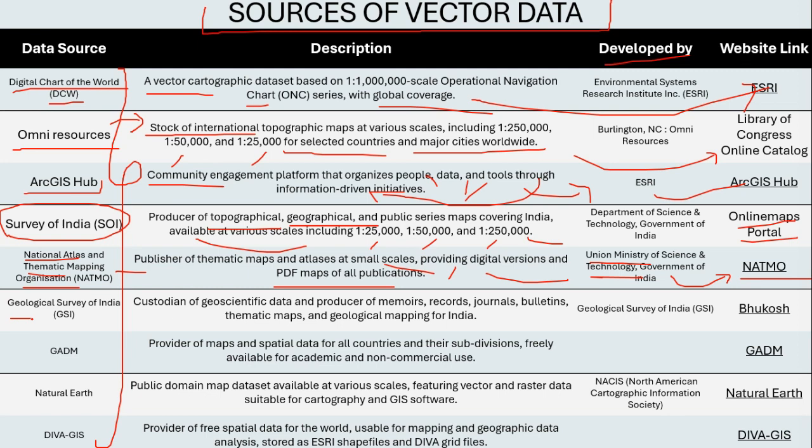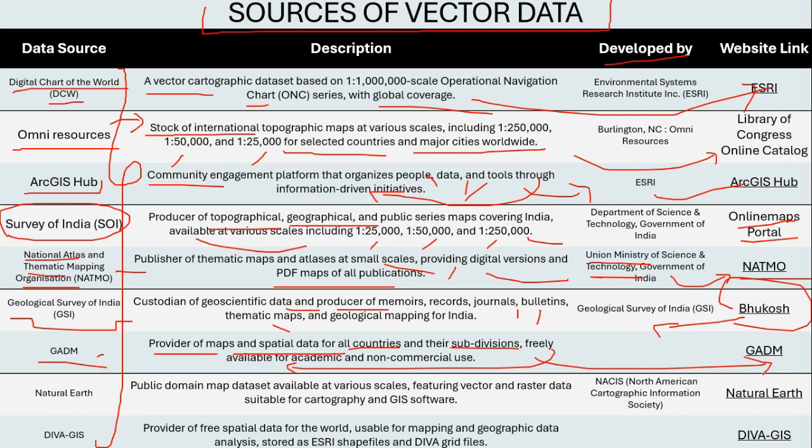Then we also have a data set from the Geological Survey of India. It is the custodian of geoscientific data and producer of memoirs, records, journals and bulletins, thematic maps and geological mapping of India. They basically have all types of geological maps available on Bhukosh. On the Bhukosh website you get all these maps related to geological assets. Then we have GADM, which is basically a database of global administrative areas. It is a provider of maps and spatial data for all countries and their subdivisions. It is freely available for academic and non-commercial uses. You can get these data sets on the GADM website.